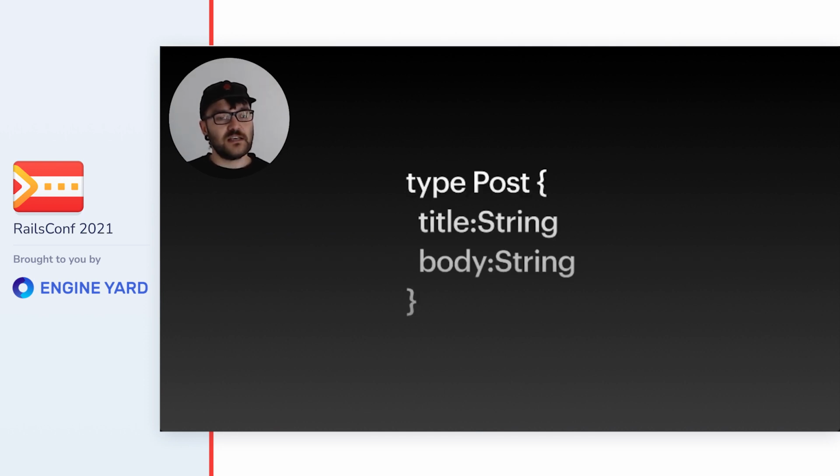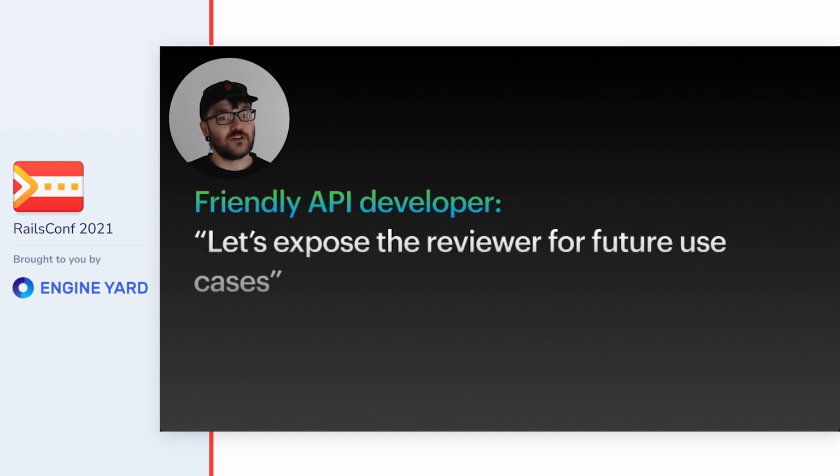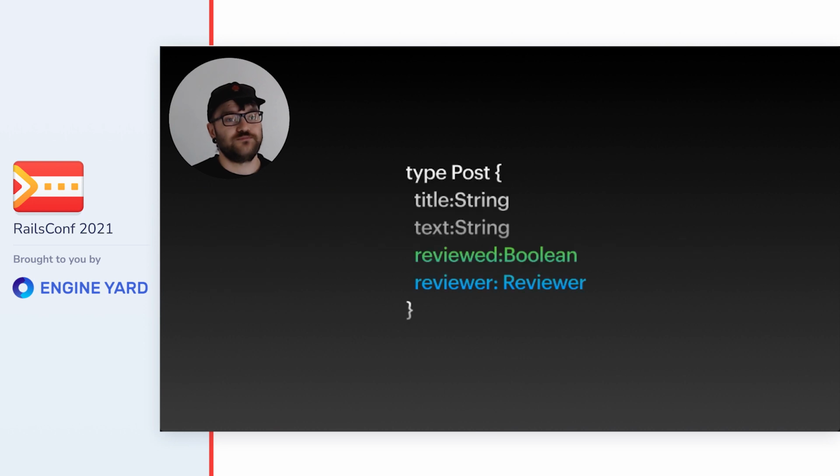Now, let's say our post resource on the API just has a title and a body, both of type string. And we decide, okay, we need to expose the reviewed Boolean field, which is okay. Now, our friendly API developer might say, let's expose the reviewer, the person that actually reviewed it, just for future use cases. If our clients will need it, they won't have to wait for us to deploy it, and we won't have any work to do now. And so we decide, okay, let's expose the reviewer field as well.